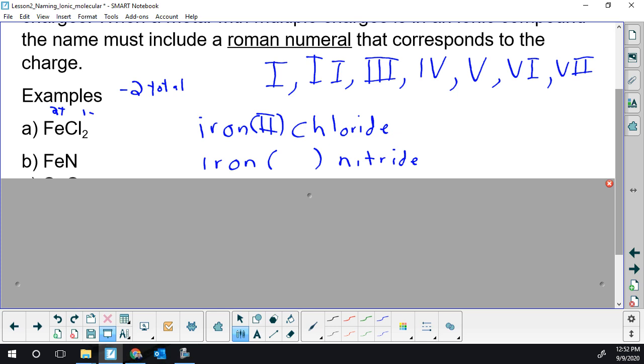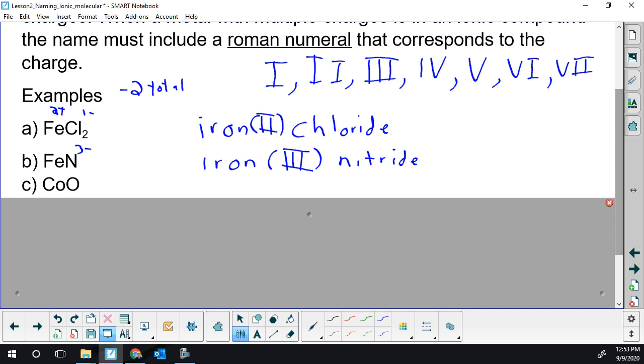We got 1 of each ion, so that makes our life a little easier. What is the charge of nitride? -3. So this must be the +3 option to balance out the charge. The +2 wouldn't make this a neutral formula unit. So this one is iron 3 nitride. You must have that Roman numeral for it to be correct.